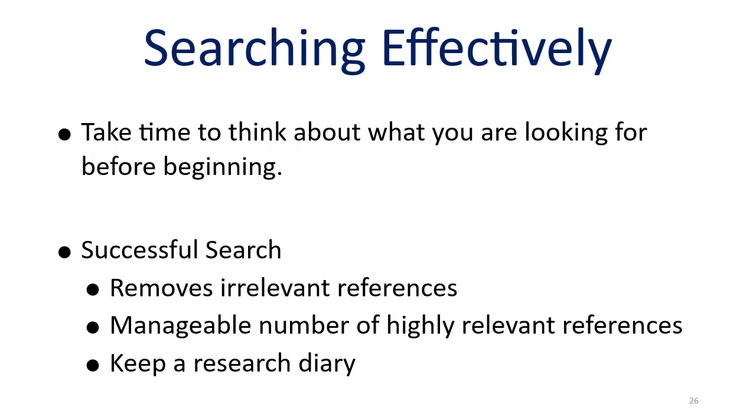How do you go about searching effectively? Well, it's really important to stop and think about what you're searching for before you actually do the search. You also need to bear in mind that a successful search is going to remove irrelevant references. There's a lot you can do while searching to get rid of articles you know in advance you don't want to see. It's also important that you end up with a manageable number of highly relevant references. You don't want to end up with thousands of references. You want to end up with a number of references that you can get through in the time you've got available. And it's also important that you keep a research diary.